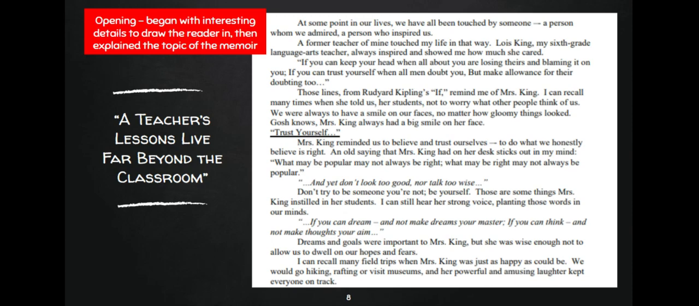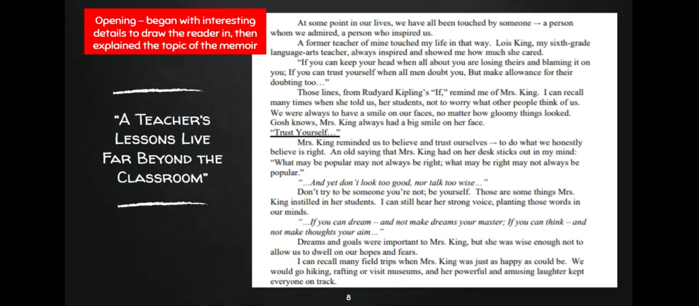If you can keep your head when all about you are losing theirs and blaming it on you, if you can trust yourself when all men doubt you, but make allowance for their doubting too. Those lines from Rudyard Kipling's If remind me of Mrs. King. I can recall many times when she told us, her students, not to worry what other people think of us. We were always to have a smile on our faces no matter how gloomy things looked. Gosh knows Mrs. King always had a big smile on her face. Trust yourself. Mrs. King reminded us to believe and trust in ourselves, to do what we honestly believe is right.